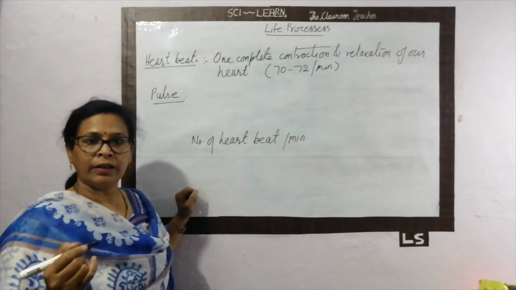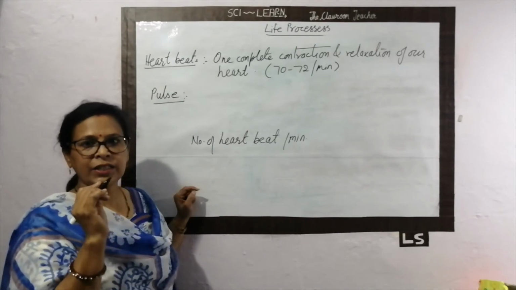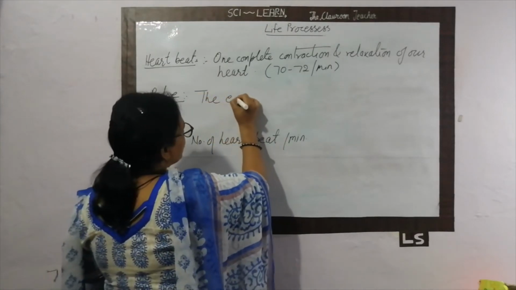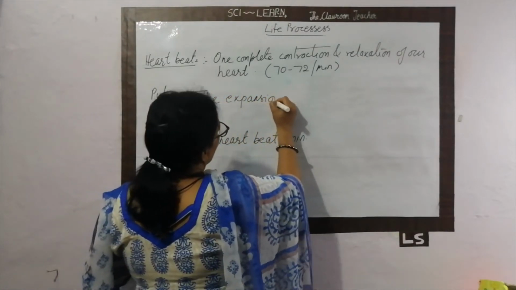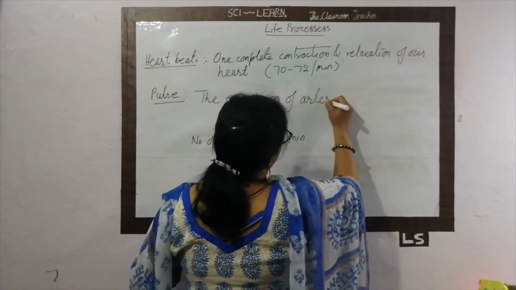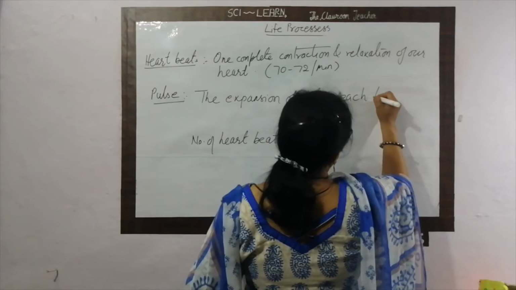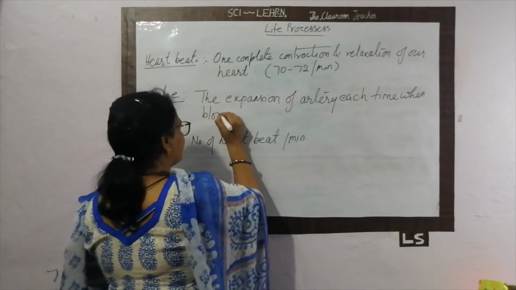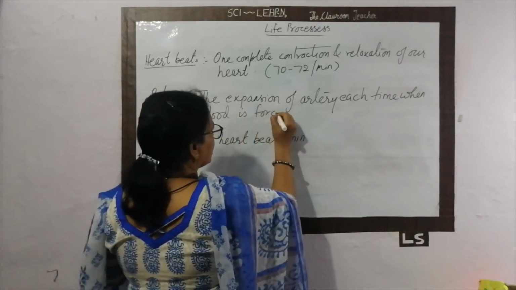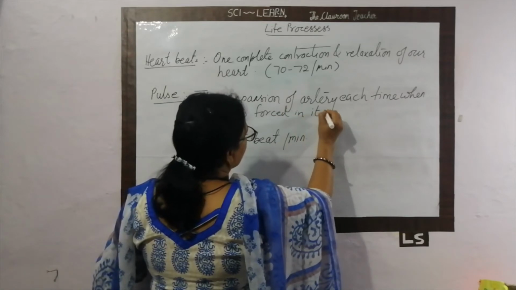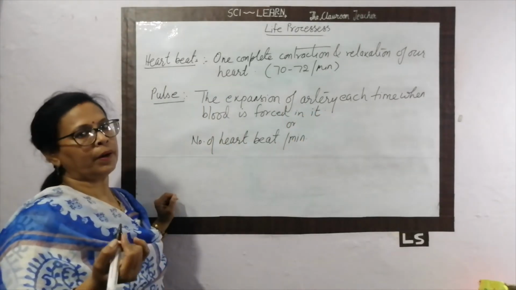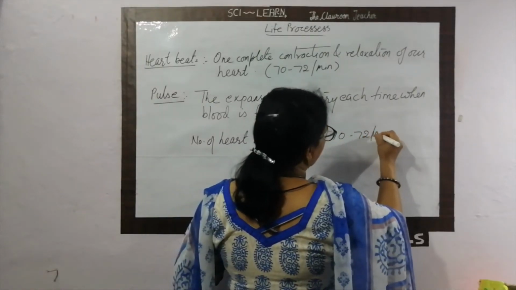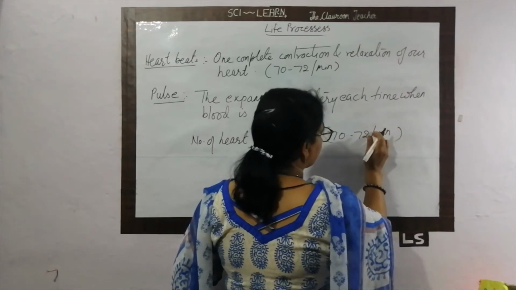But how do we define it? The expansion of an artery each time blood is forced into it is called pulse, or the number of heartbeats per minute is called pulse. And it is also 70 to 72 beats per minute. Okay, that is the same ratio.